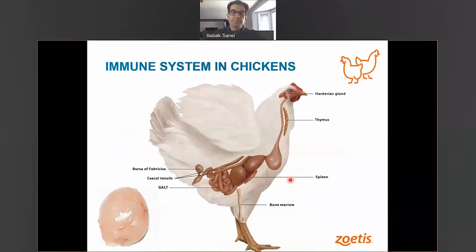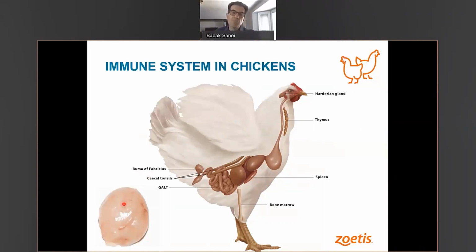In this picture, if you look at the immune system of the birds, basically you have the Harderian gland, you have thymus, you have a spleen, you have gut-associated lymphoid tissue, and then you have cecal tonsils, and then eventually towards the rear end of the bird, you have this round-shaped organ, which is called bursa of Fabricius, or we usually use the word bursa. And that's a picture of a bursa in a 35-day-old broiler chicken.